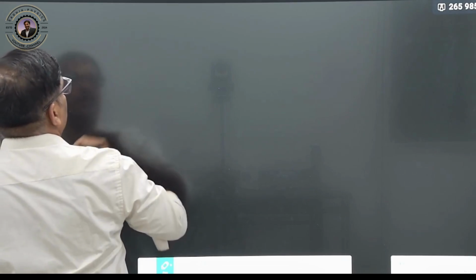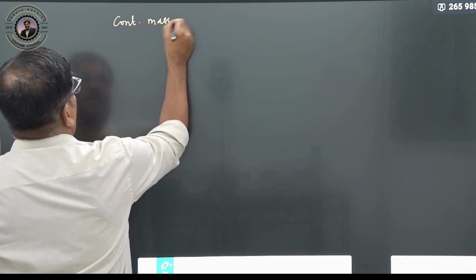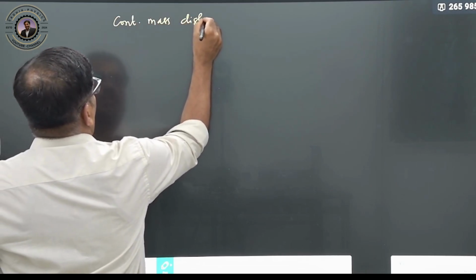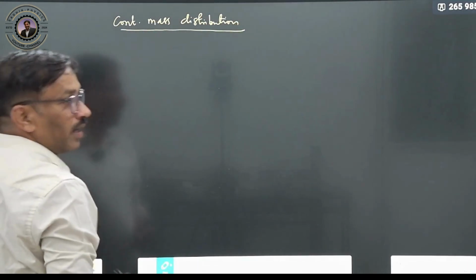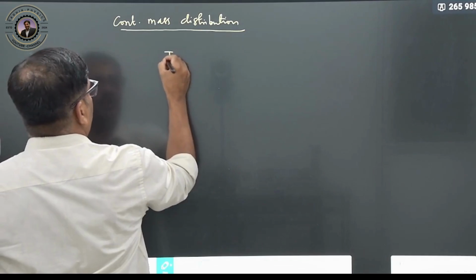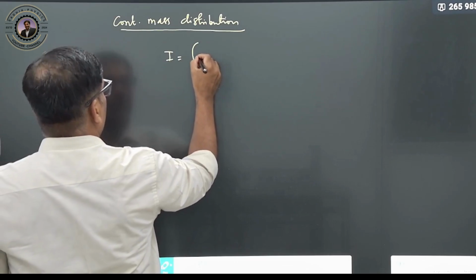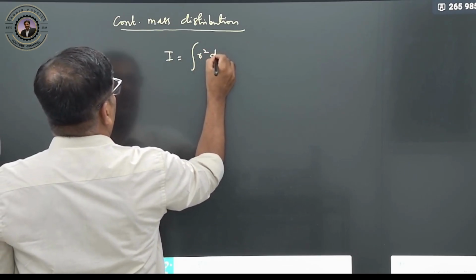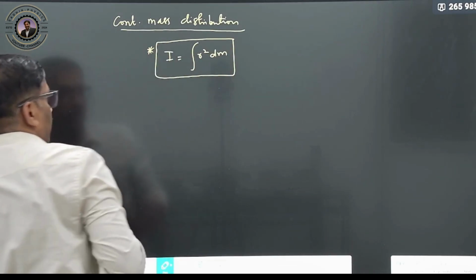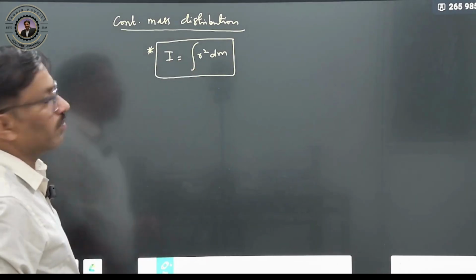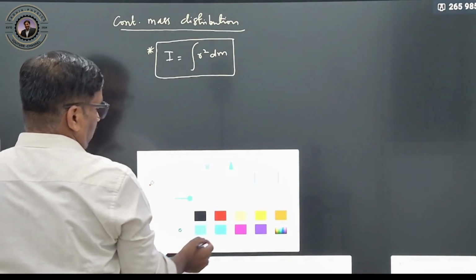So for continuous mass distribution, how to calculate the moment of inertia? Here the moment of inertia for continuous mass distribution is the integral of r square into dm. This will be your moment of inertia formula. For a small amount of mass, we have to calculate it and integrate it. We will see one very simple application now.